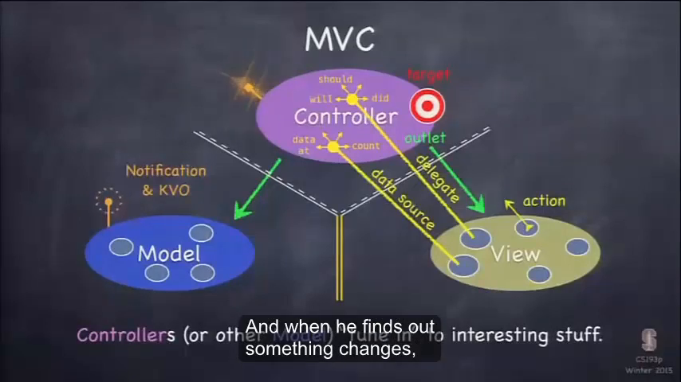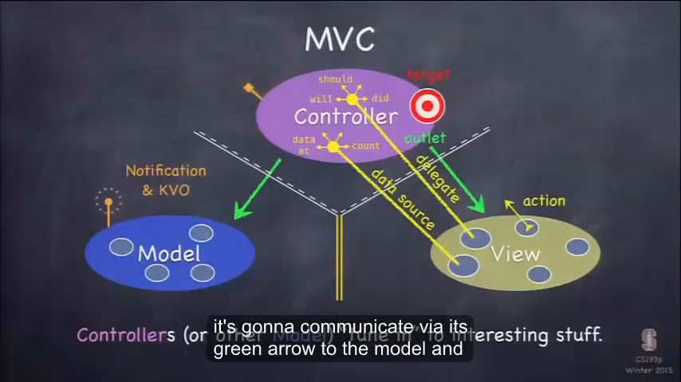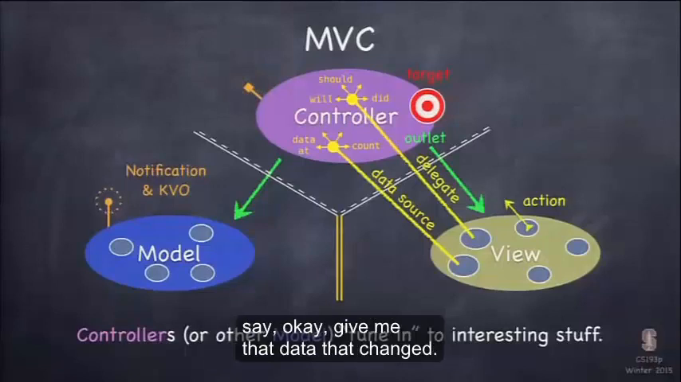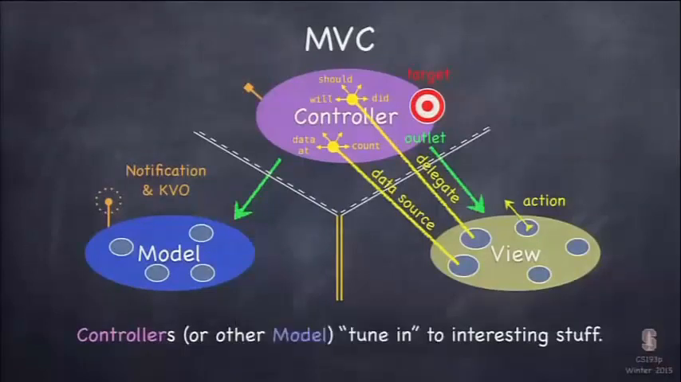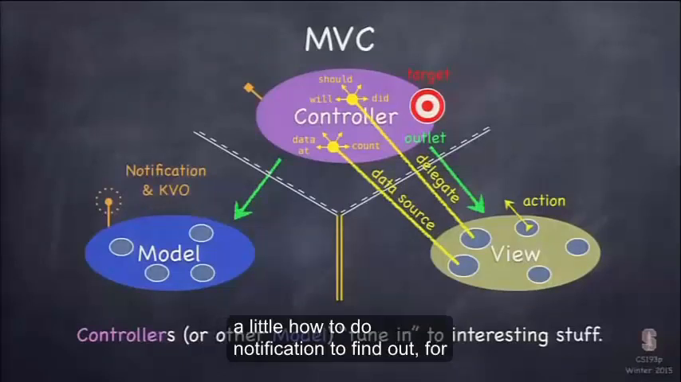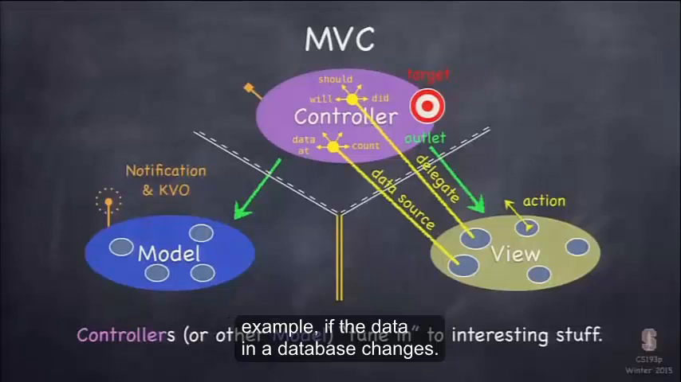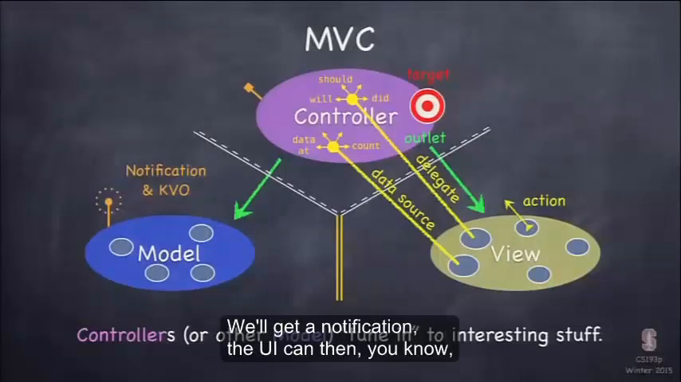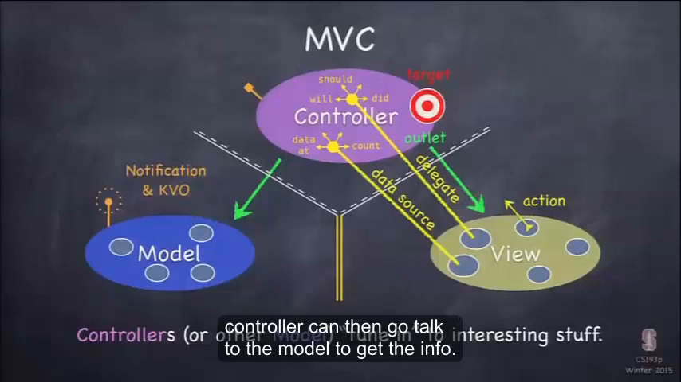And when it finds out something changes, it's going to communicate via its green arrow to the model and say, okay, give me that data that changed. Right? Does that make sense? So towards the end of the quarter, we'll start seeing how to do notification to find out, for example, if the data in a database changes. We'll get a notification. The controller can then go talk to the model to get the new info.